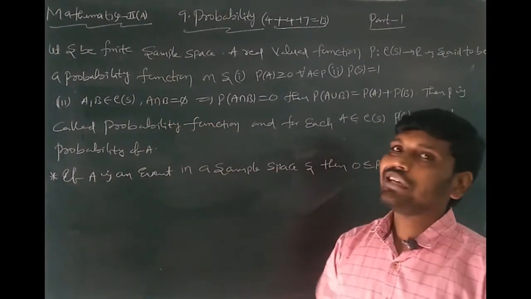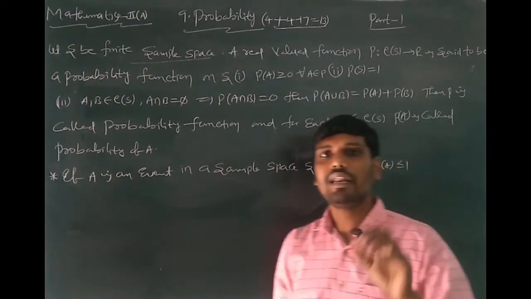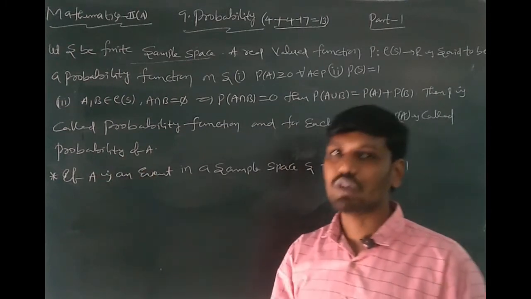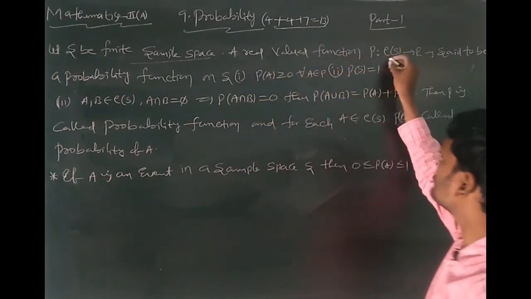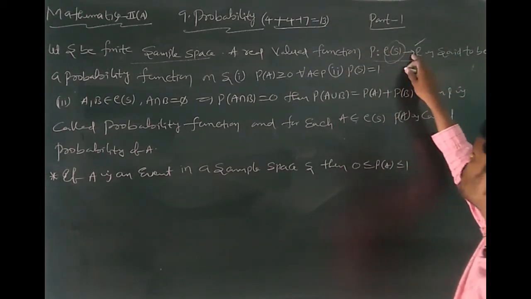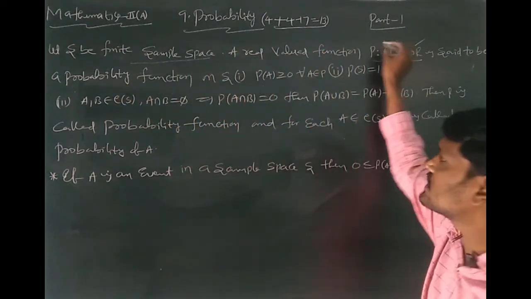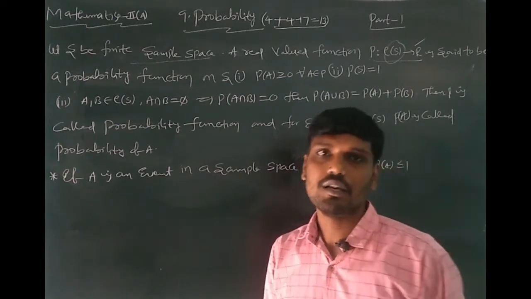Next point, let S be a finite sample space. What is the meaning of finite? Finite means countable. If the events are countable, that is called a finite sample space. A real valued function P from the power set of S to R is said to be a probability function. Three conditions must be satisfied.